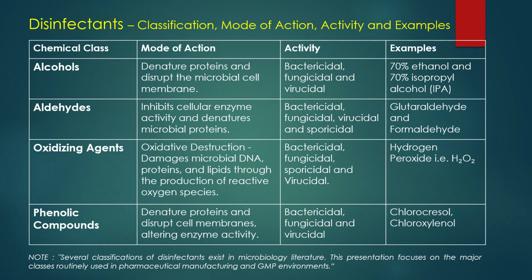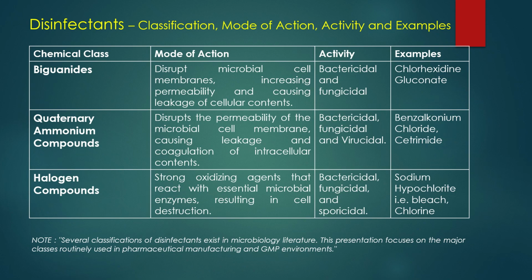Note: several classifications of disinfectants are there in microbiology literature. This presentation focuses on the major classes routinely used in pharmaceutical manufacturing and GMP environments. Next, we have biguanides. Chlorhexidine gluconate disrupts microbial cell membranes, increasing permeability and causing leakage of cellular contents. It is mainly bactericidal and fungicidal.